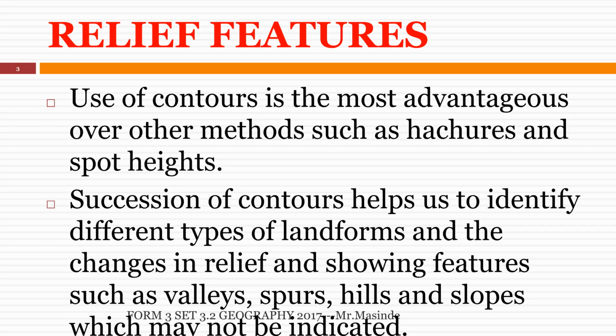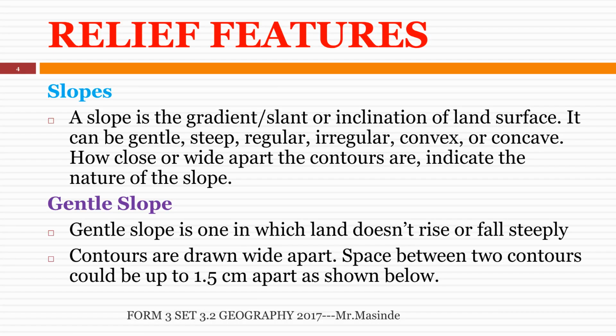Contours are the most advantageous method for identifying relief features. The succession of contours helps identify landforms and changes in relief, such as valleys, spurs, hills, and slopes. A slope is the inclination of the land surface, which can be gentle, steep, regular, irregular, convex, or concave.